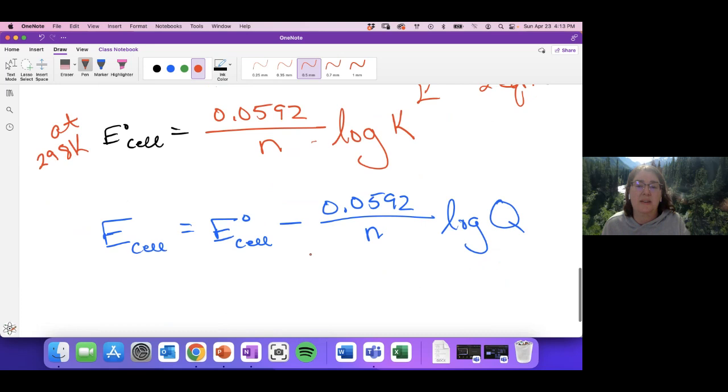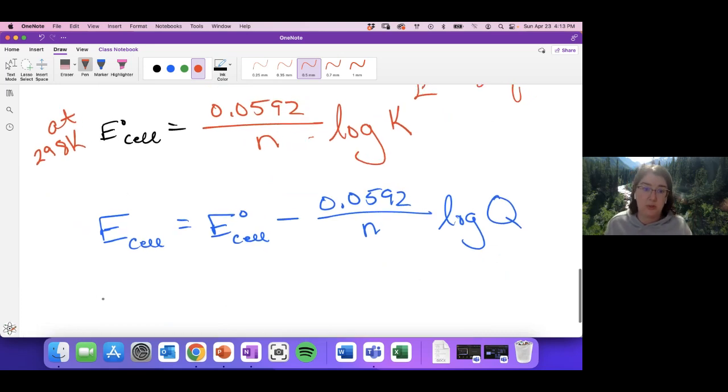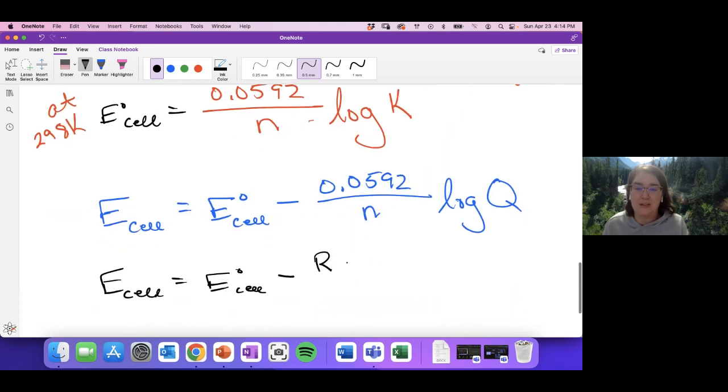Similarly, this one on the bottom, we could actually do a version of this that's valid at any temperature, and then it should actually look a lot like the top one that we can't actually see now, but RT divided by nF times the log of Q.